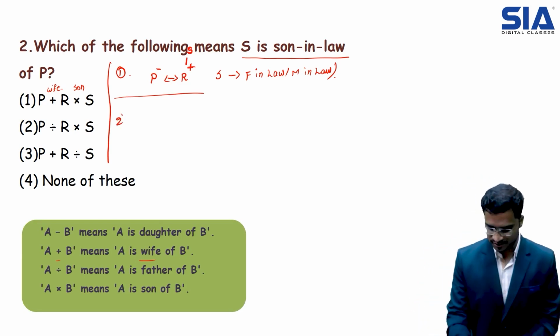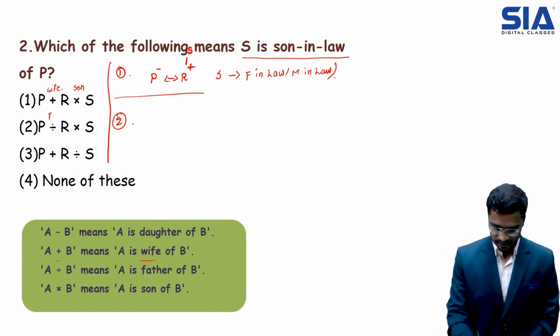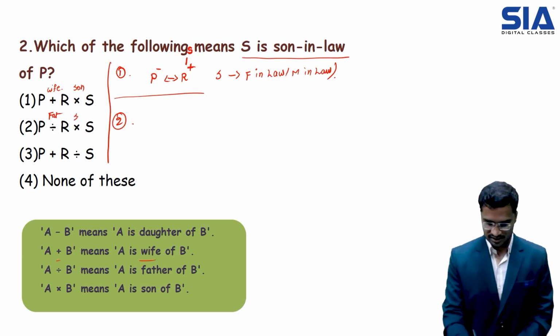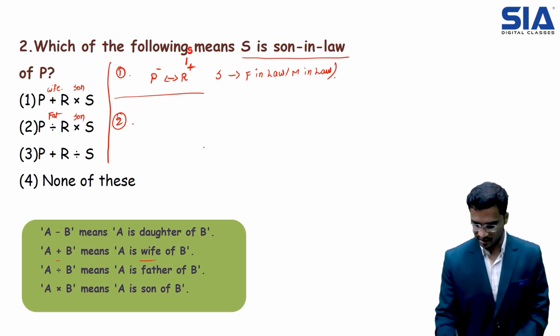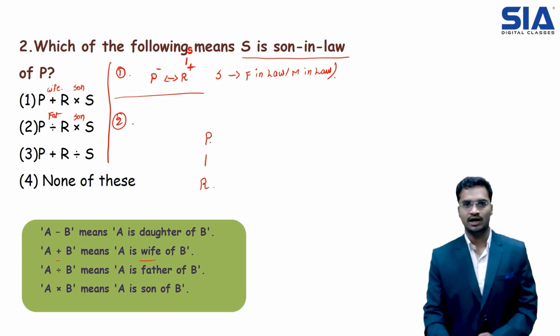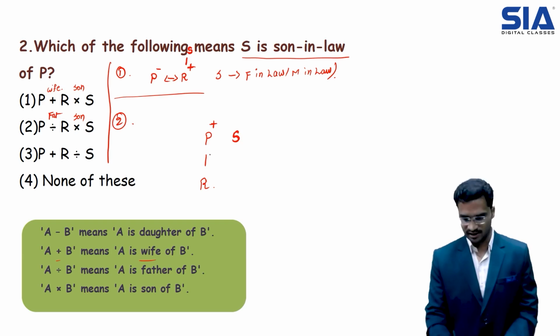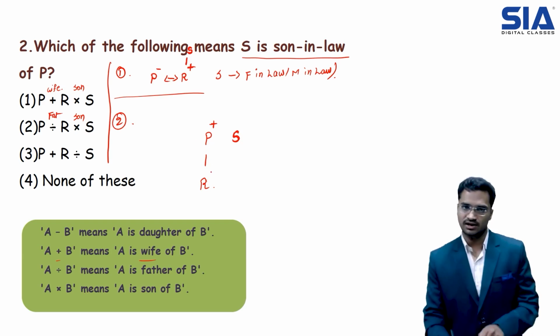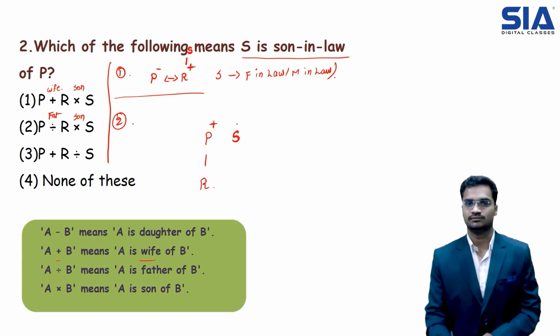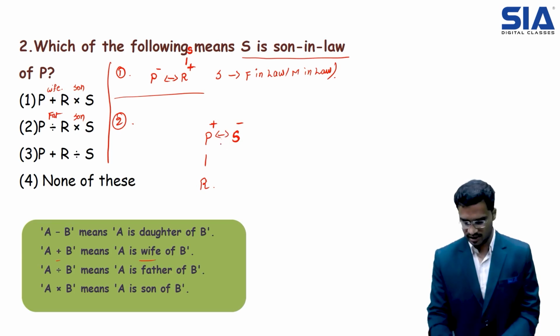Now coming to the second option. The second option says P divided by R multiplied by S. Divided by means father. Multiplication means son, so R is the son of S. So P is the father of R, and R is the son of S. Then I can say that P is the father of R, and S is the mother of R, because R is the son of both of them. So they are both married.